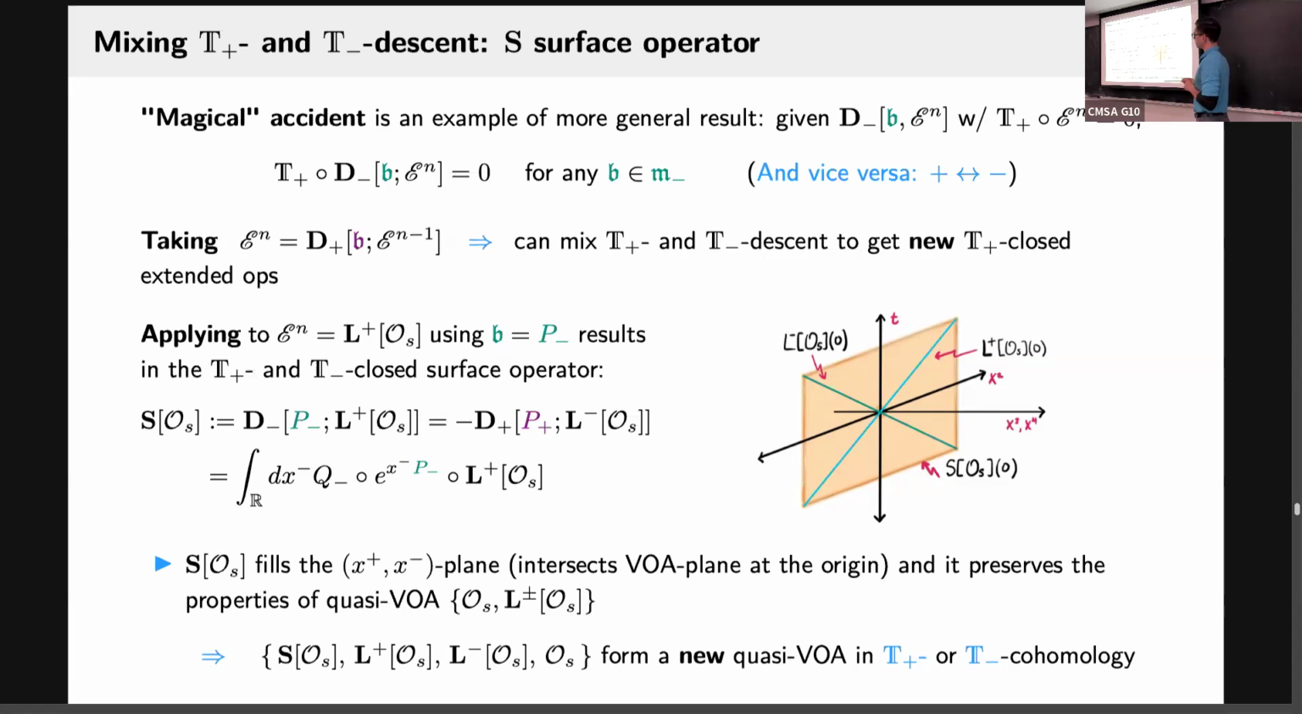And just as was the case with L plus and minus, S here will satisfy all the same properties. That tells you that you can add it to what was the quasi-VOA formed from L plus, L minus in the Schur operators, and you'll get some even further enlarged quasi-VOA that exists in T plus or T minus cohomology.